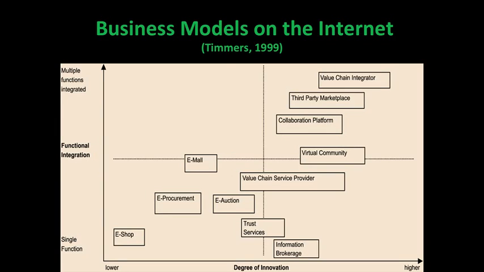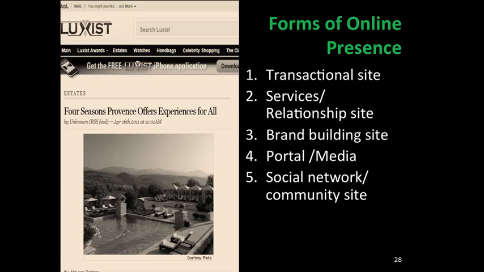There are various models to show how the internet works, so this is Timmers, 1999. We have degrees of innovation along the bottom here, and running up the side is functional integration. So we have from eShop all the way up to value chain integrator, third-party marketplace, a collaboration platform, we've got email, virtual community, e-auction, trust services. So all these elements are business models that can be used and are used by brands.